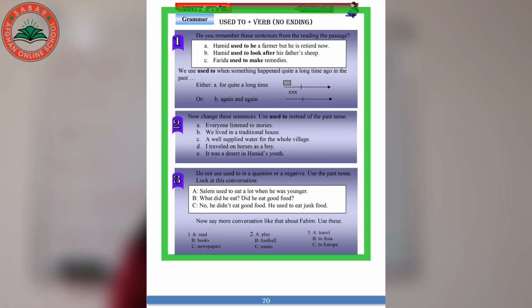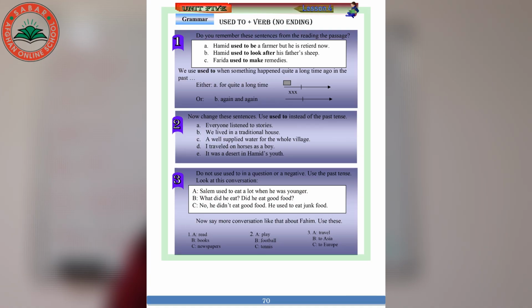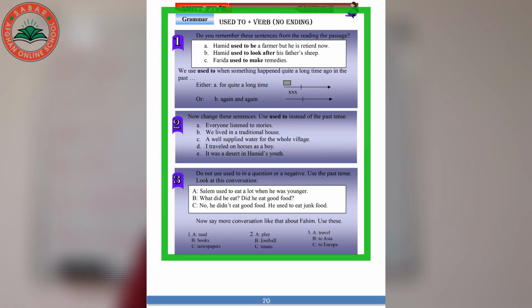Number 2. Now check these sentences, we use used to instead of the past tense. Option A. Everyone listened to the story. Everyone used to listen to the story. Option B. We lived in a traditional house. We used to live in a traditional house. C. A well supplied the whole village. A well used to supply the whole village. Option D. I traveled on horses as a boy. I used to travel on horses as a boy. Option E. It was a desert in Hamid's youth. It used to be a desert in Hamid's youth.